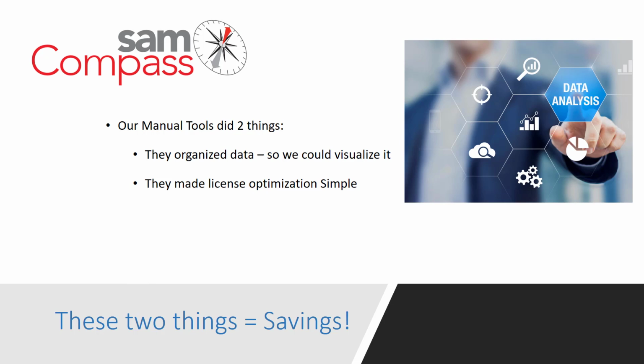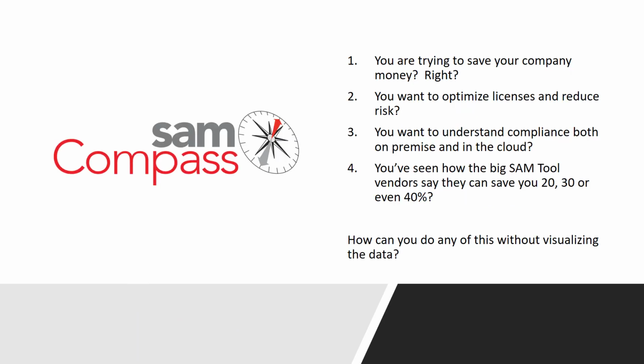At client after client, our manual tools that we developed did two things really well. They helped us organize the data so we could visualize it simply, removing all kinds of noise, and they helped us optimize license assignment, driving savings. I guess if I can only do two things well and it saves you money, these are two pretty good things. So let's start off by talking about organizing data, about how you need to be able to visualize your deployment information in a simple and easy to understand manner.